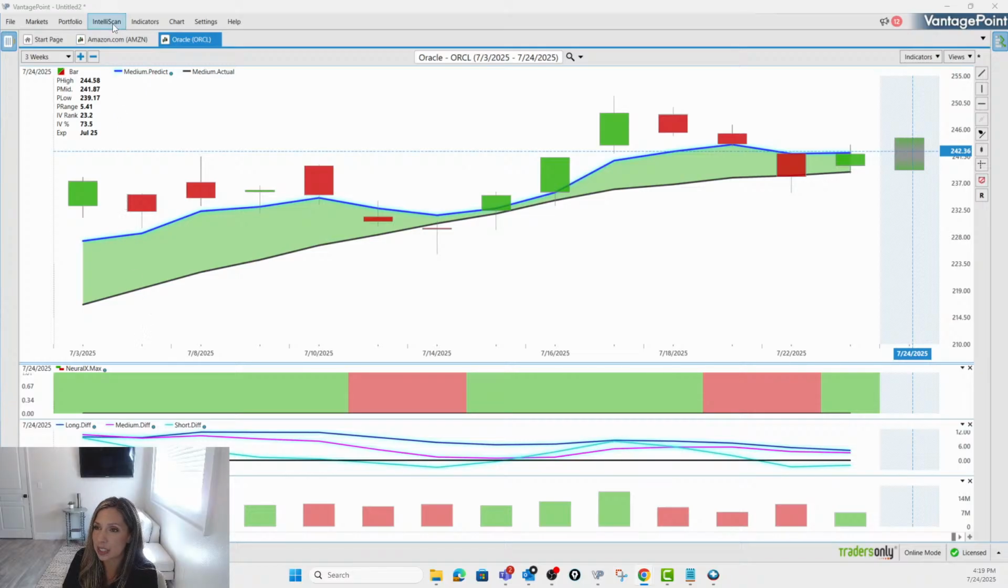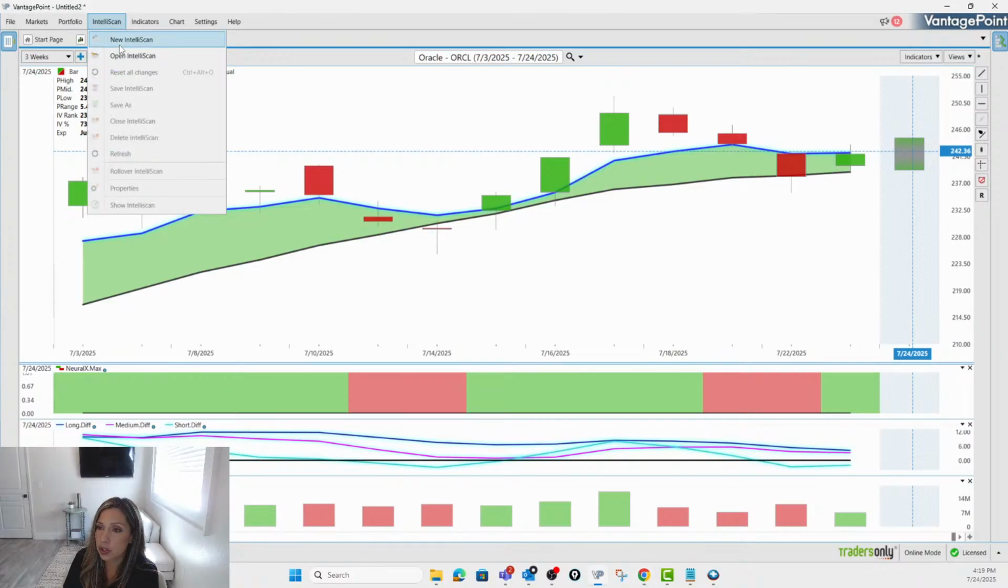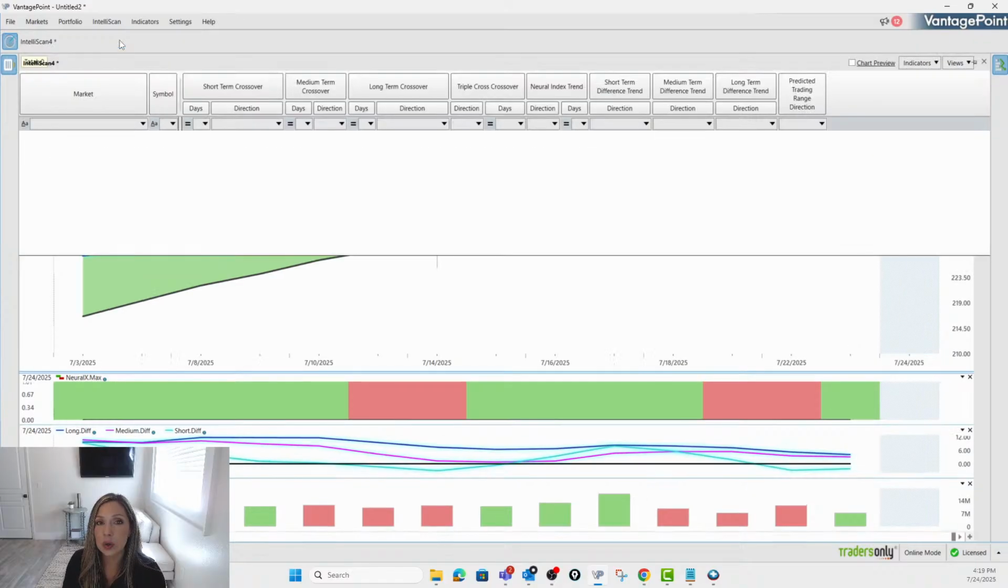We're doing live analysis right here, and we're actually going to create our scan as well. So let's go into a new IntelliScan. And just for everyone who's just now seeing VantagePoint, the IntelliScan is what we call our stock screener. Now, of course, it's an intelligent scanning capability, and so that's why it's called IntelliScan. So we're just going to create a new IntelliScan.